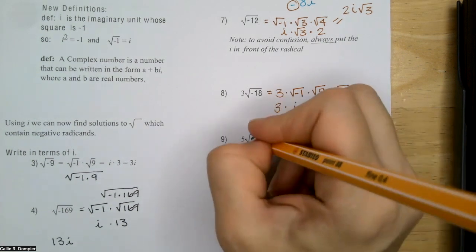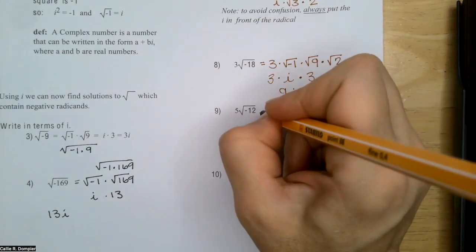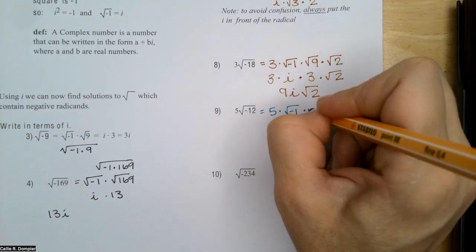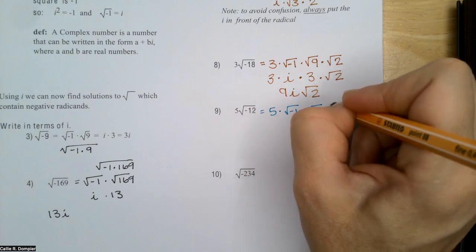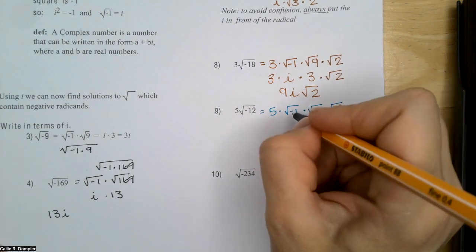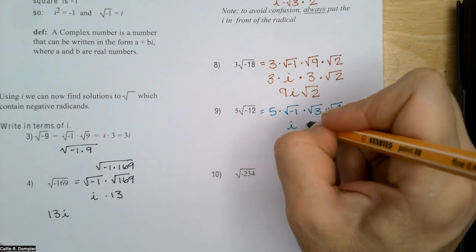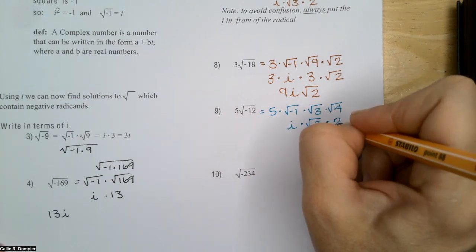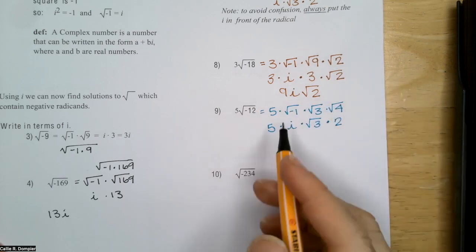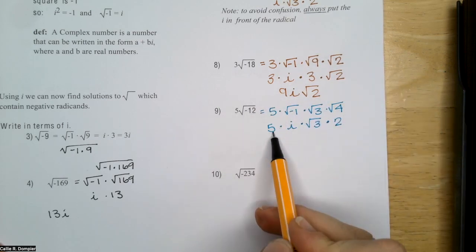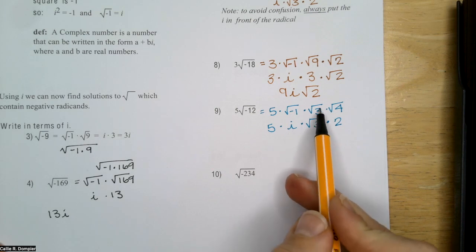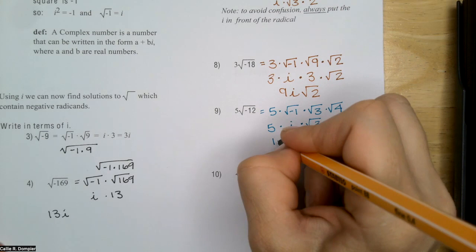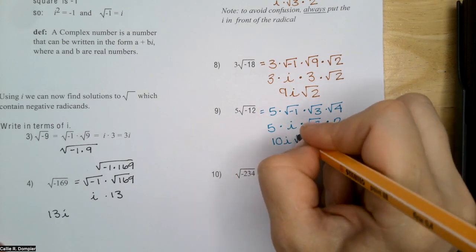All right. 5 times the square root of -12 becomes 5 times the square root of -1 times the square root of 3 times the square root of 4, right? Because the -1 becomes i. We're just trying to simplify. You can't simplify 3, but the square root of 4 is 2. We need to bring down that 5. So the 5 is just carried. The -1 becomes i. The square root of 3 remains square root of 3, and the square root of 4 becomes 2. 5 times 2 is 10i square root of 3.